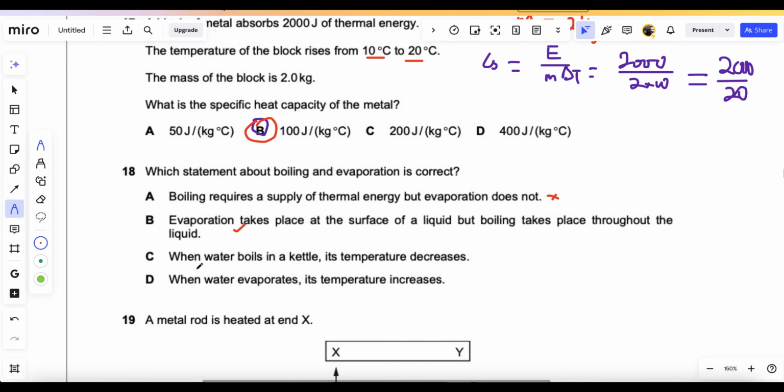C says, when water boils in a kettle, its temperature decreases. No, temperature rises. When water evaporates, its temperature increases. No, if you evaporate, temperature decreases. So B is the absolute answer.